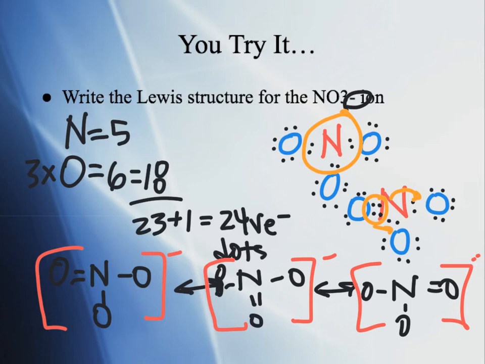All right, so that's what resonance is: equally correct Lewis dot structures for a compound. We write all of the possibilities and put arrows in between to say that, hey, look, it's probably a combination of any one of these at one time.